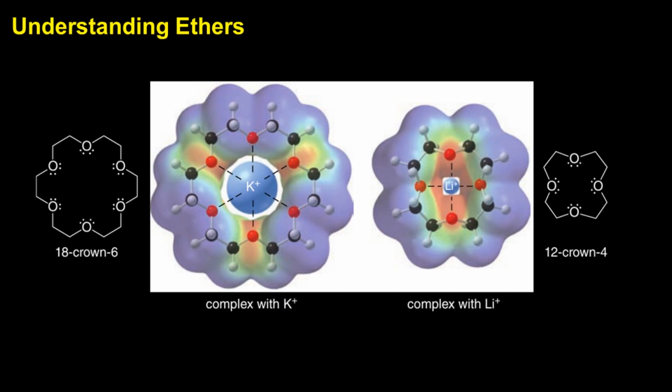What you're looking at here isn't just a regular structure, it's an electron density map of actual crown ether cation complexes. On the left, 18-crown-6 is forming a complex with a potassium ion.